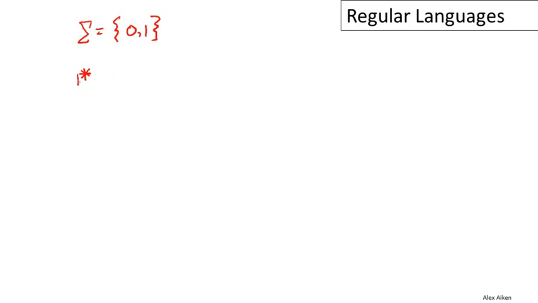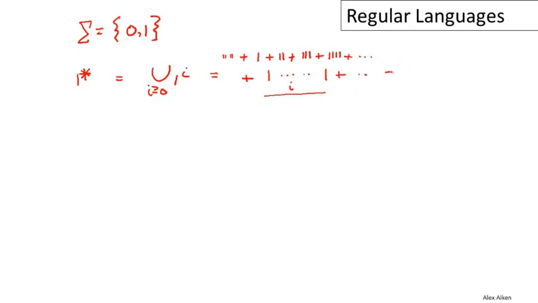So, well, we know the definition of star. If we remember, that was the union over I greater than or equal to 0 of 1 to the I. Okay? And what is that equal to? Well, that's just 1 repeated I times. That's what the concatenation of 1 to the I means. It means 1 concatenated with itself I times. And so this is going to be the empty string, that's 1 concatenated with itself 0 times, followed by 1, followed by 1, 1, followed by 1 concatenated with itself 3 times, followed by 1 concatenated with itself 4 times, followed by 1 concatenated with itself any number of times. Okay, and so we can see that this is just equal to all strings of ones.